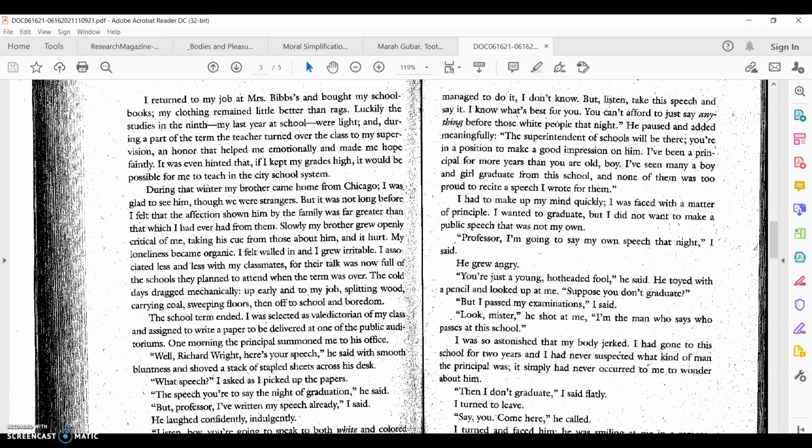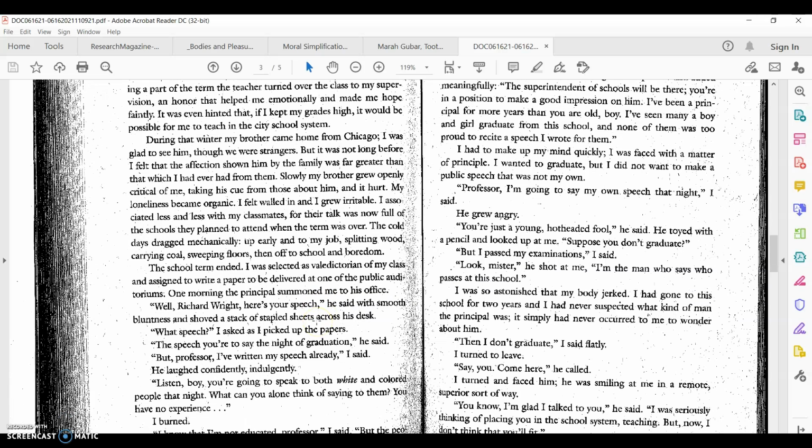The cold days dragged mechanically, up early and to my job, splitting wood, carrying coal, sweeping floors, then off to school and boredom. The school term ended. I was selected as valedictorian of my class and assigned to write a paper to be delivered at one of the public auditoriums. One morning, the principal summoned me to his office.